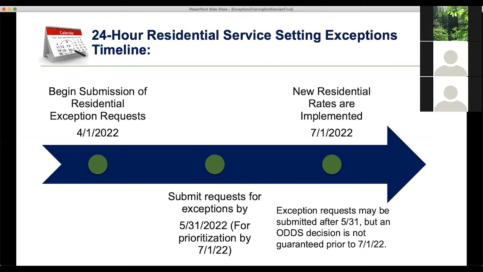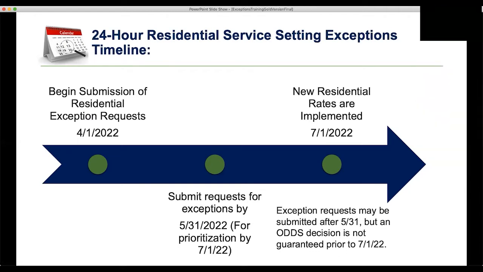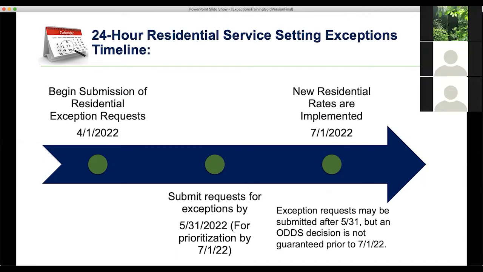So we have a window of April 1st to May 31st, where we're prioritizing those exception requests. And what that means is if we have an exception that's submitted in that time frame, we're committed to having a decision in place so that that new rate can implement July 1st. We'll still continue to take exceptions that come in June 1st or later. We just can't guarantee that decision, just looking at our volume and resources. But we actually have hired and brought on a whole team dedicated specifically to exceptions so that we have the manpower and resources to respond to the requests that are being submitted. So again, we have that concentrated effort.